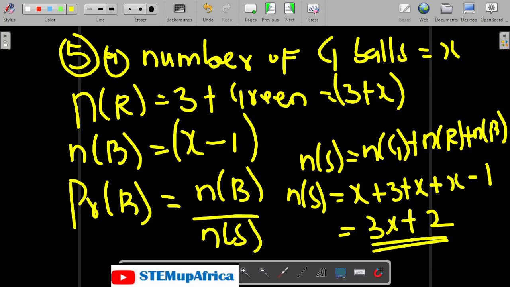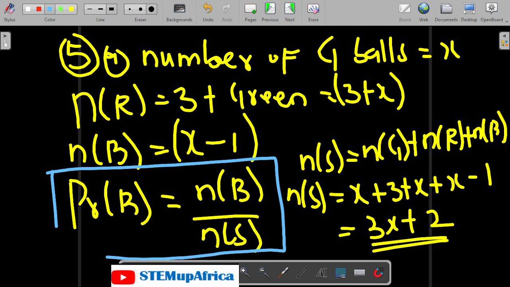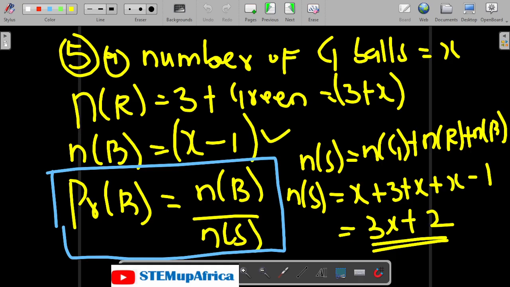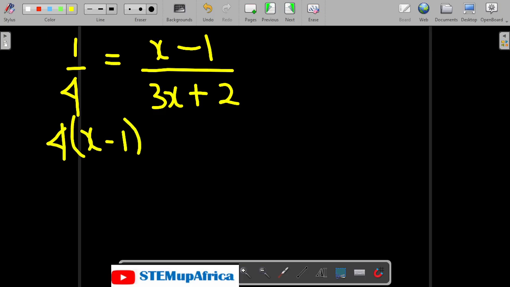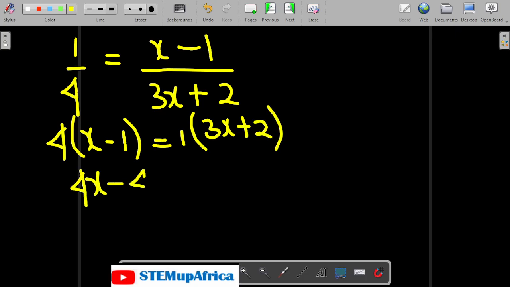So let's substitute it into this formula to determine the number of green balls, which is x. I'm going to have 1 over 4 equals the probability of black balls, the number of black balls x minus 1, over my sample space 3x plus 2. So what do I do from here? I will simply cross multiply. I'm having 4 into x minus 1 equals 1 into 3x plus 2. So let's expand now. That will give me 4x minus 4 equals 3x plus 2.